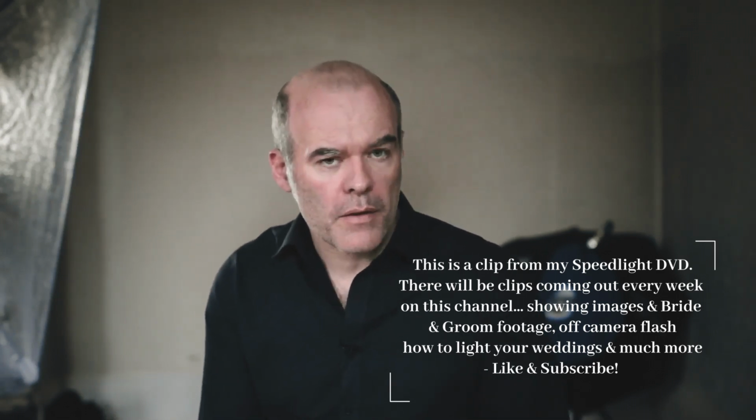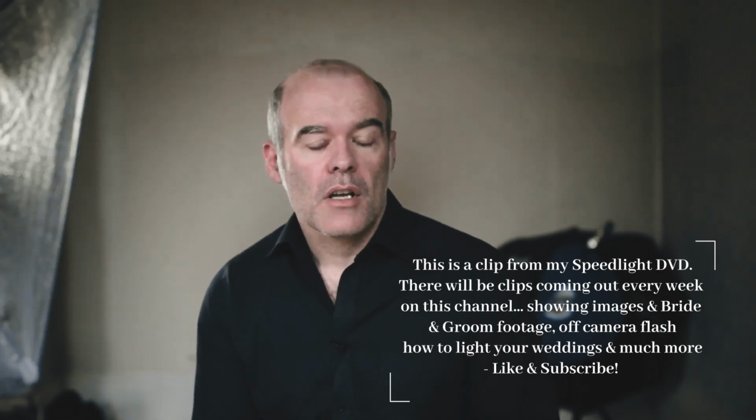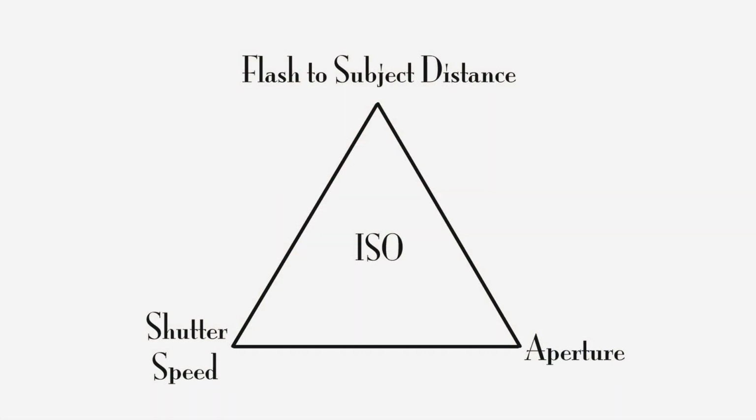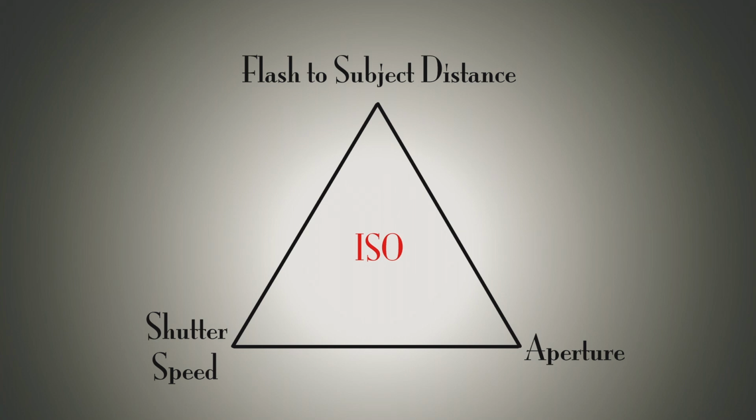There has to be a method by which you use your flash, certainly in the craziness of the wedding environment. So I've created my triangle of loveliness. Now, if you've seen the other flash DVD, you'll be well aware of this triangle, because there has to be a method by which you adopt and use your flashes in this situation. In the middle of the triangle lives ISO.